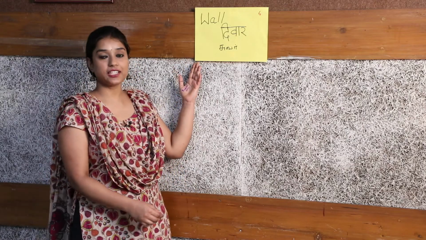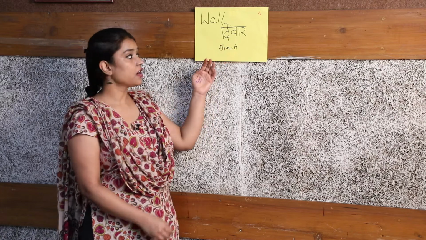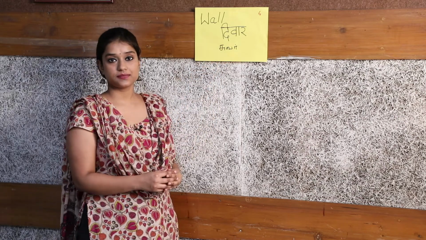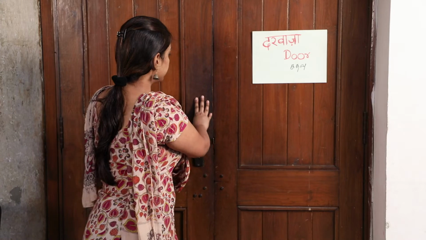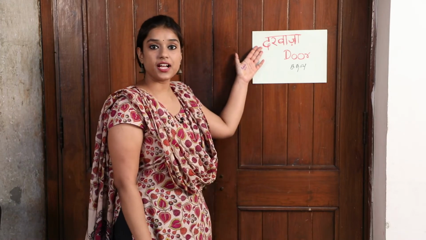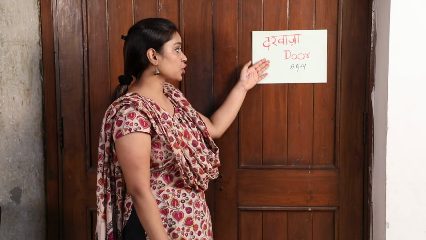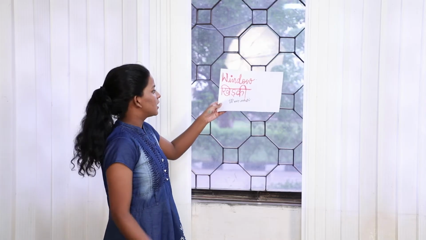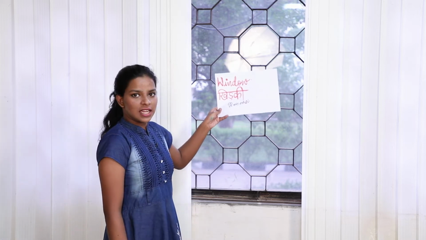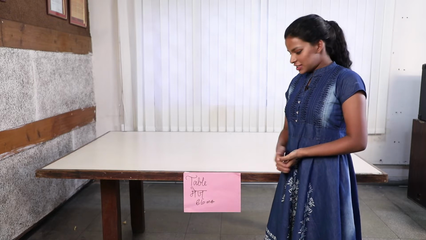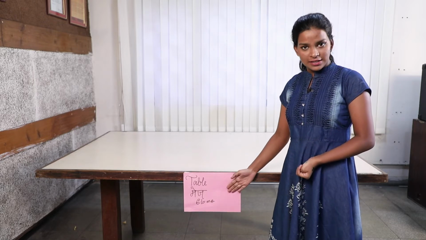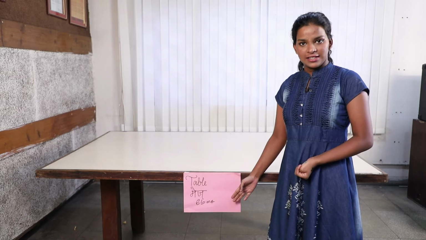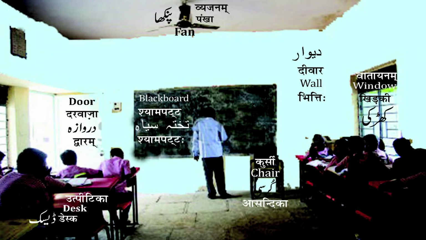This is wall in English, Hindi mein diwar aur Tamil mein swar. Hindi mein darwaza, in English door and Tamil mein kadav. In English, it is window, Hindi mein khidki, in Tamil, jannal. In English, this is table, Hindi mein mez, in Tamil, mejai. When children come and notice it, they can connect it.